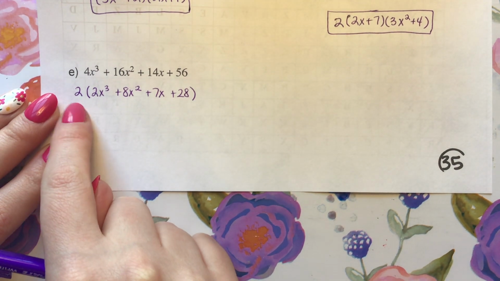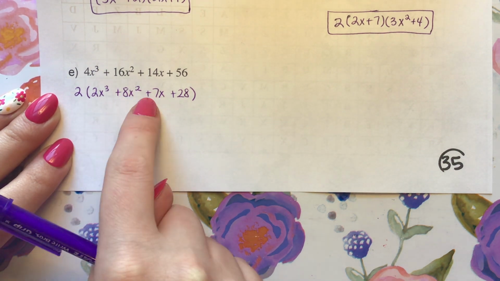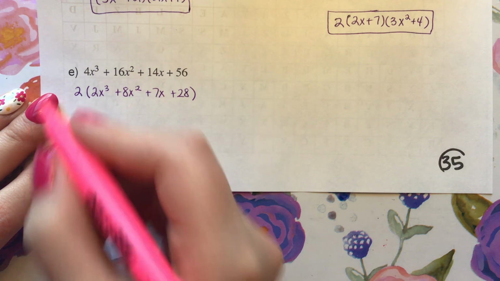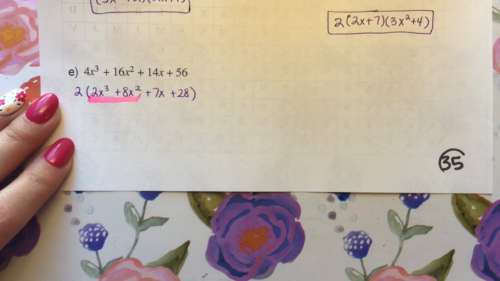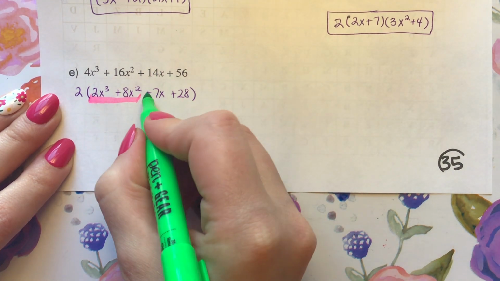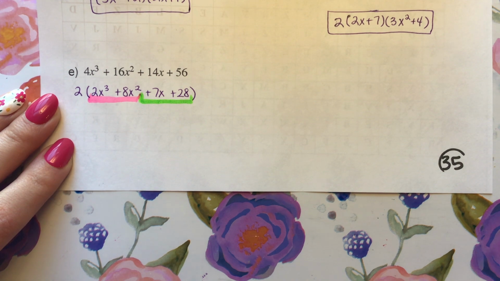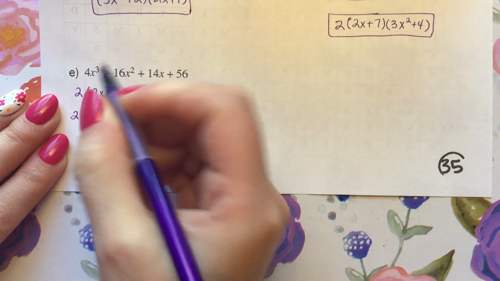This 2 is just going to hang out up front, and we're going to keep pulling it down for each step. Now we want to group our 4 terms into 2 halves. So the first 2 are right here, and the second 2 back here. Okay, so now we've got our 2 up front.